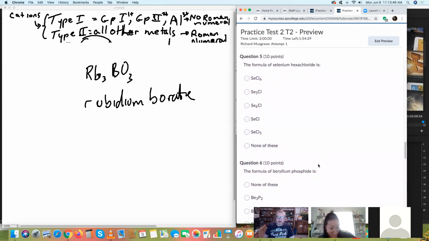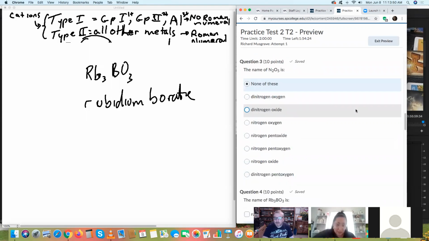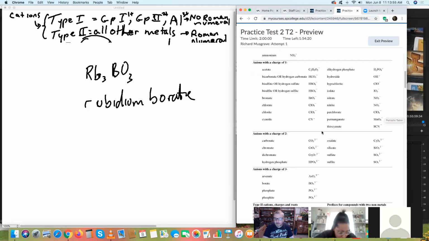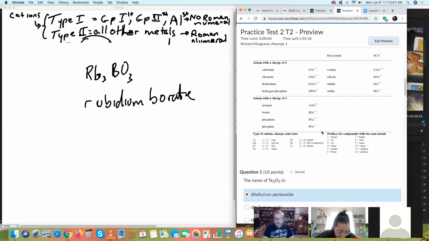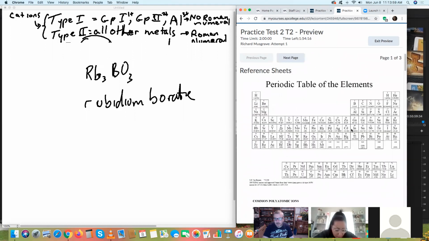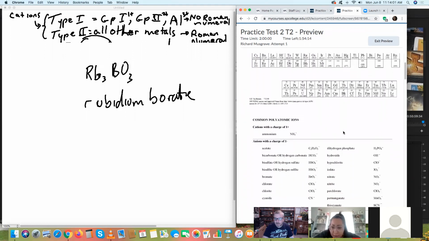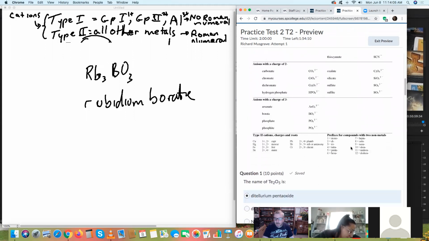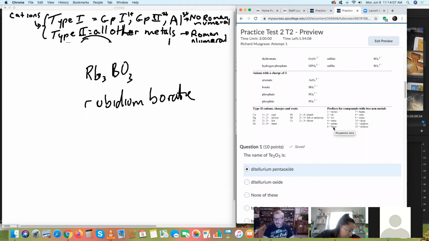Selenium hexachloride. So selenium and chlorine. All right, so selenium. And we look here, we see they're both non-metals. The charge is 2 negative. Yeah, but we're not interested in the charge here. We're just interested in how many there are. So we've got Se and Cl, and we know that hexa is 6 down here.